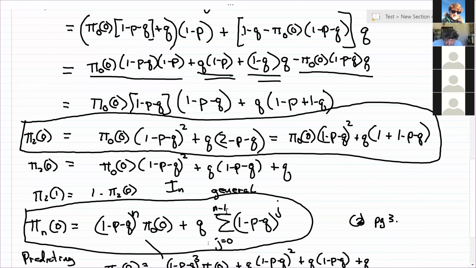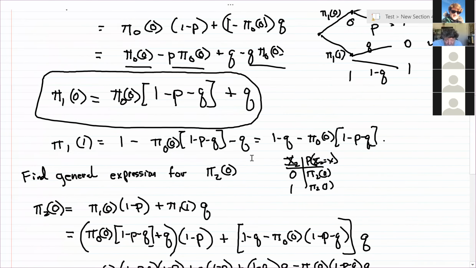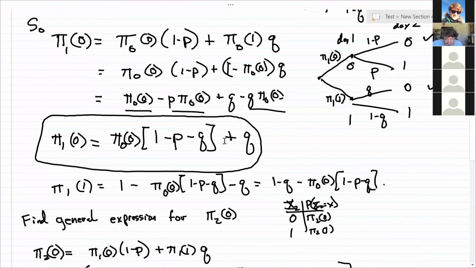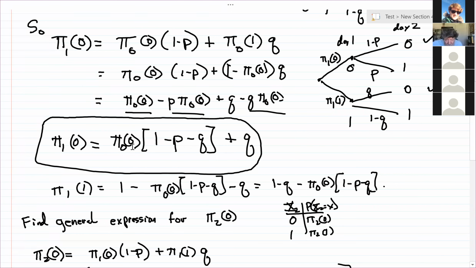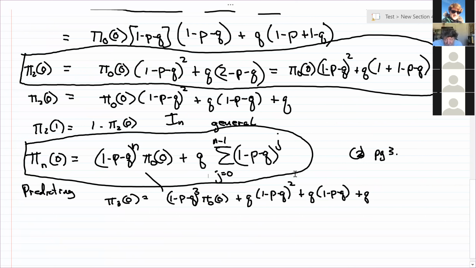You may have to think about why this is a special case of this. But if you just set n equal to 1 in here, this becomes just one term in the sum. And you have 1 minus p minus q times pi 0, 0, which I think is the same as this, yes. And the first term would be 1 minus p minus q to the 0, which would be 1. 1 times q is q. So this formula agrees with pi 1. So let's assume now that it's true for n and try to see that it's true for n plus 1. That's the idea of an induction proof.